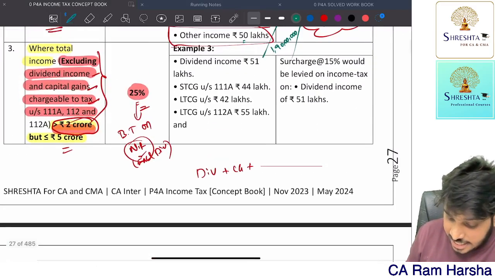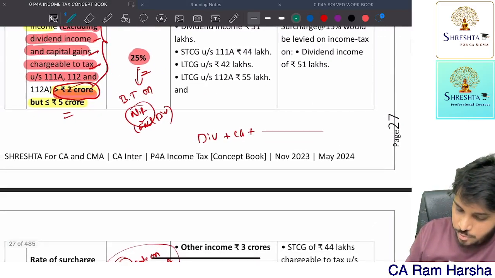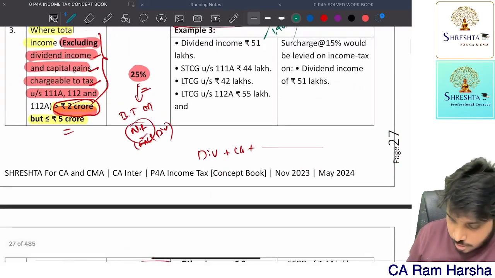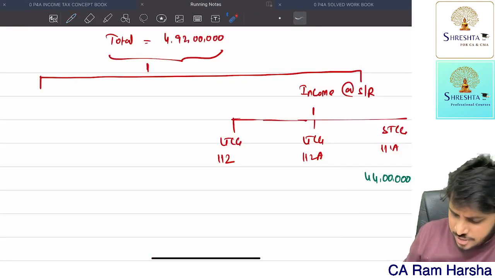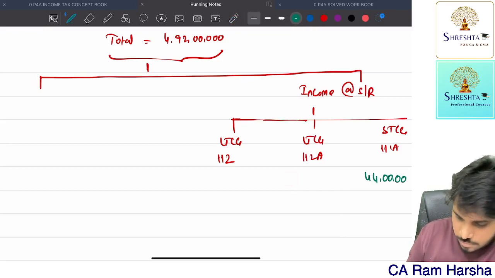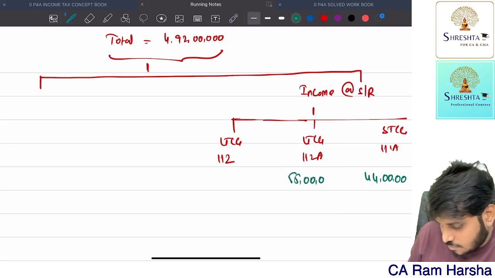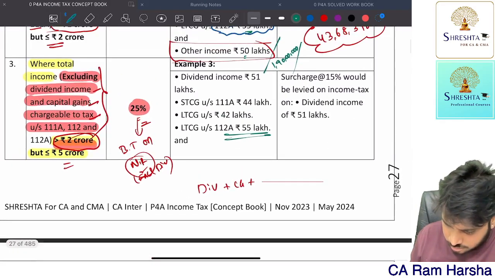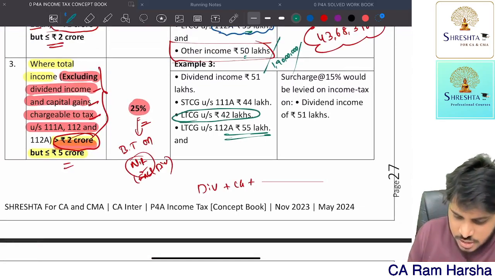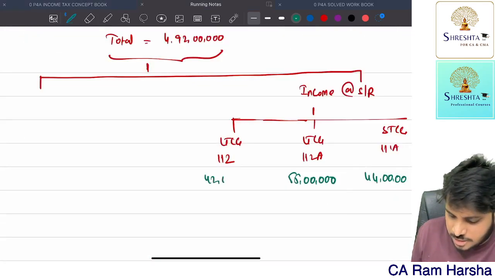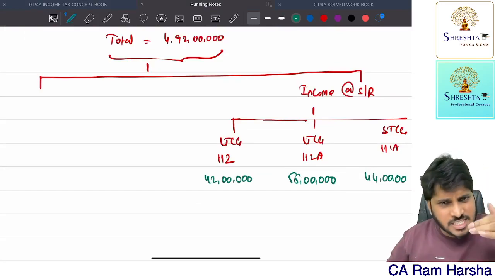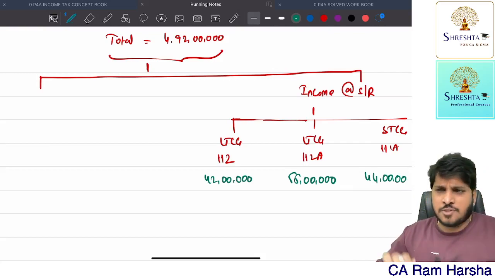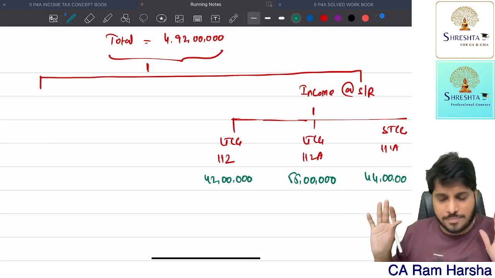I will just mention incomes here. 111A income is 44 lakhs. Okay. 112A income is 55. Let me consider the entire 55. 112 income is how much? Simple long-term capital gain, if nothing is mentioned, it is 112. Sometimes the section number won't be mentioned. They just simply give you long-term capital gain of this much. Which means which long-term capital gain? 112 by default. If they specifically mention 112A, then only 112A.